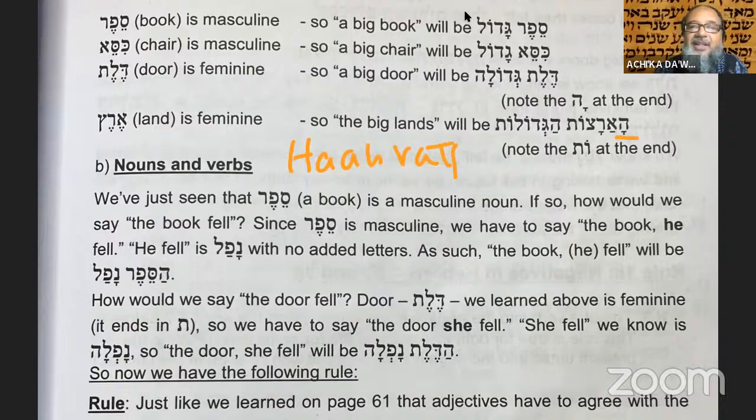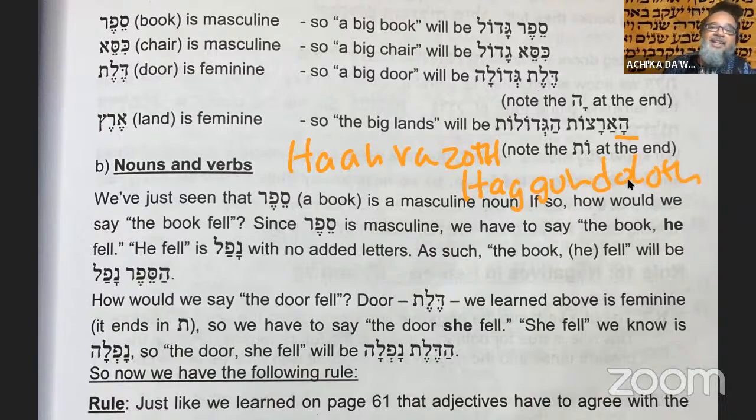Ha'aratzoth. Ha'aratzoth, hagadoloth. Ha'aratzoth, hagadoloth. And then you just keep saying it over and over and over again.